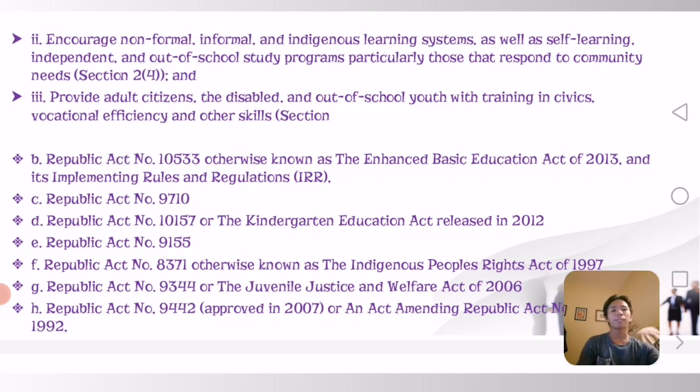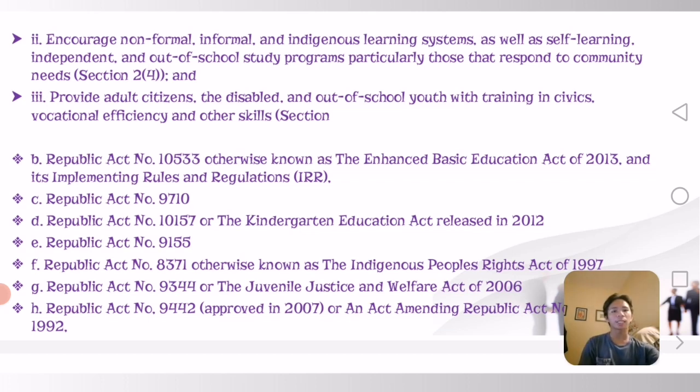Next, Republic Act Number 9344, or the Juvenile Justice and Welfare Act of 2006, requires educational institutions to work together with families, community organizations, and agencies in the prevention of juvenile delinquency and in the rehabilitation and reintegration of children in conflict with the law.